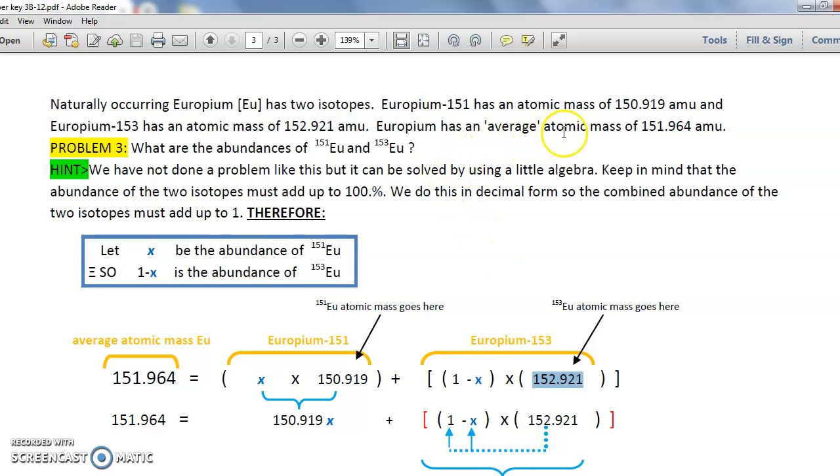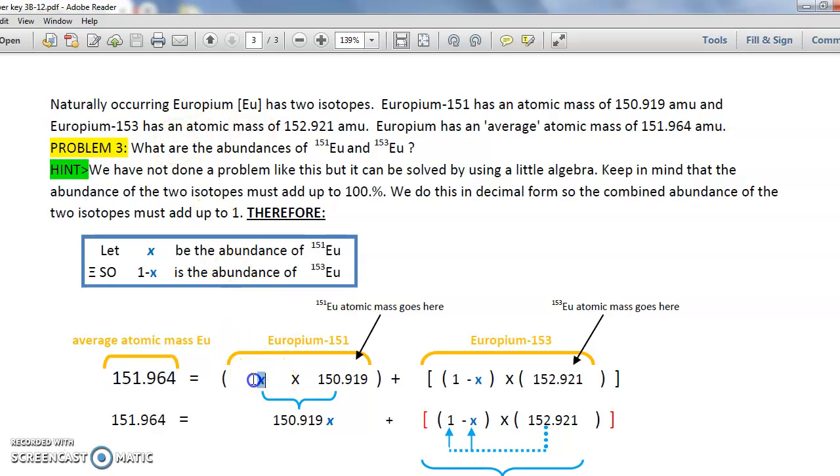And now they tell us the average atomic mass of europium is 151.964. So they gave us the average atomic mass. That goes right here on the left side. However, what they didn't tell us were the percent abundance of 151 and 153.